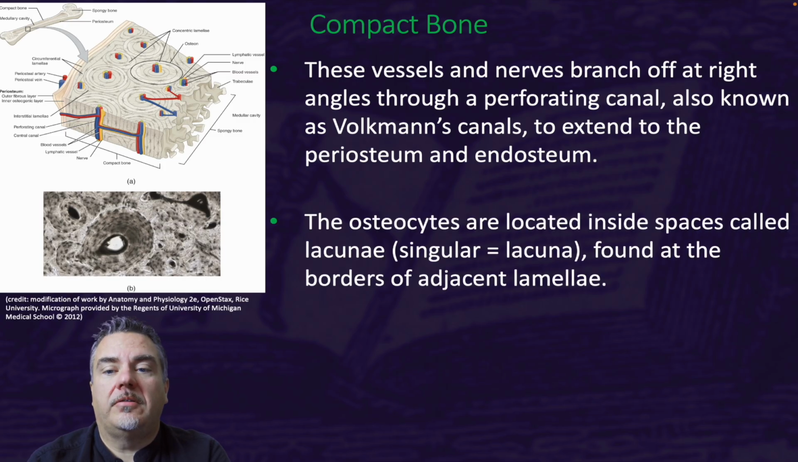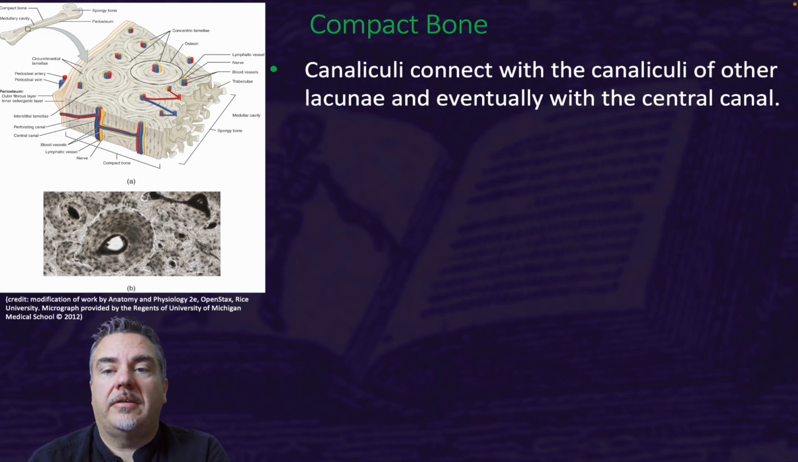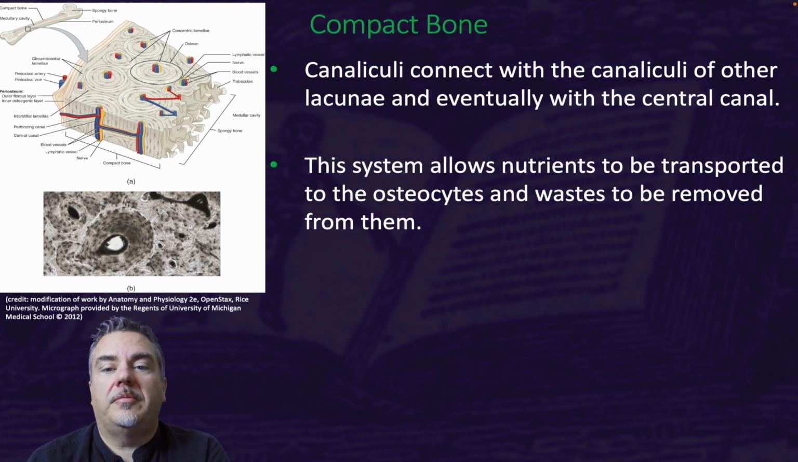The osteocytes are located within spaces called lacunae, found at the borders of adjacent lamellae. Canaliculi connect with the canaliculi of other lacunae and eventually with the central canal. This system allows nutrients to be transported to the osteocytes and waste to be removed from them.